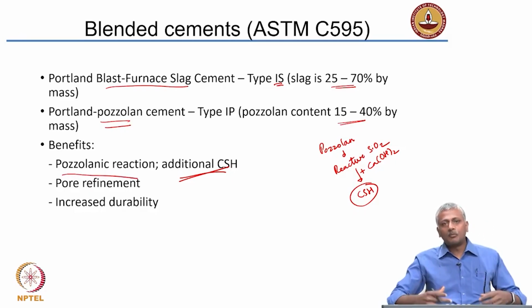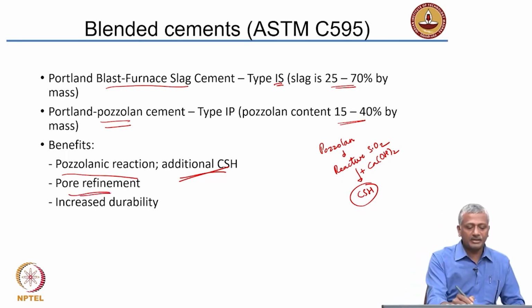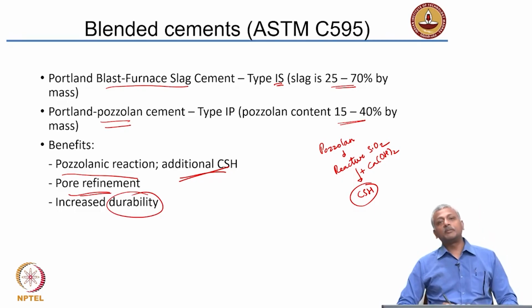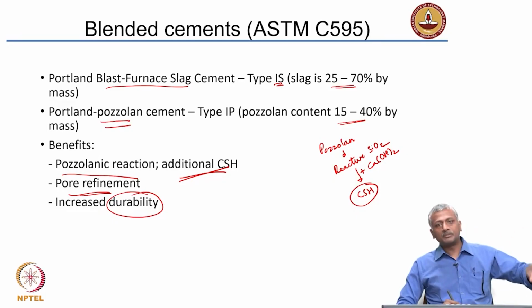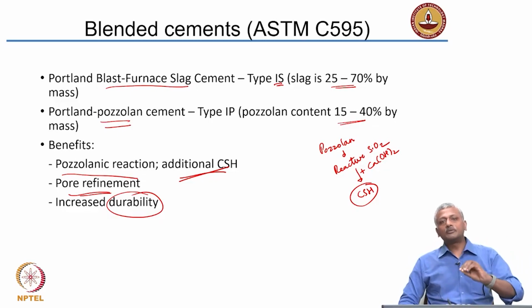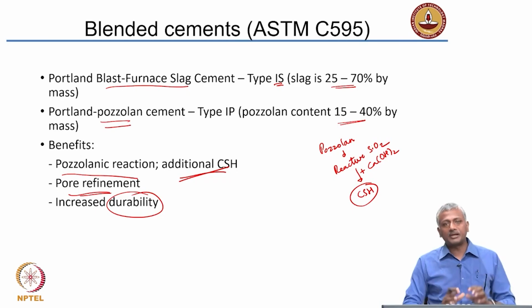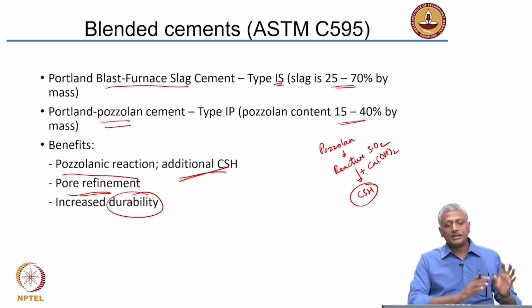And as I said, as you form more and more solid products, it will start filling up porosity. So, the pores will get more refined. As a result, your concrete will be more durable. So, when you replace your Portland cement with blended cement, you end up with more durable concrete. Please remember that. You increase the durability when you change from OPC to other forms of cement.